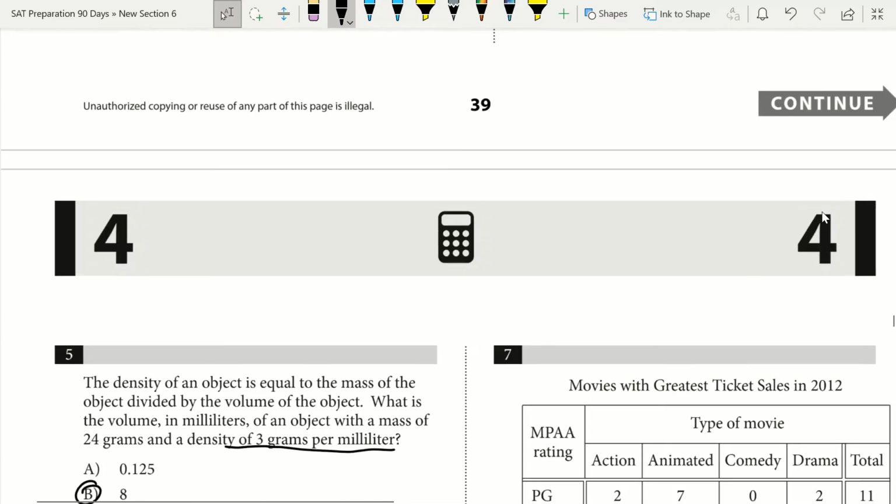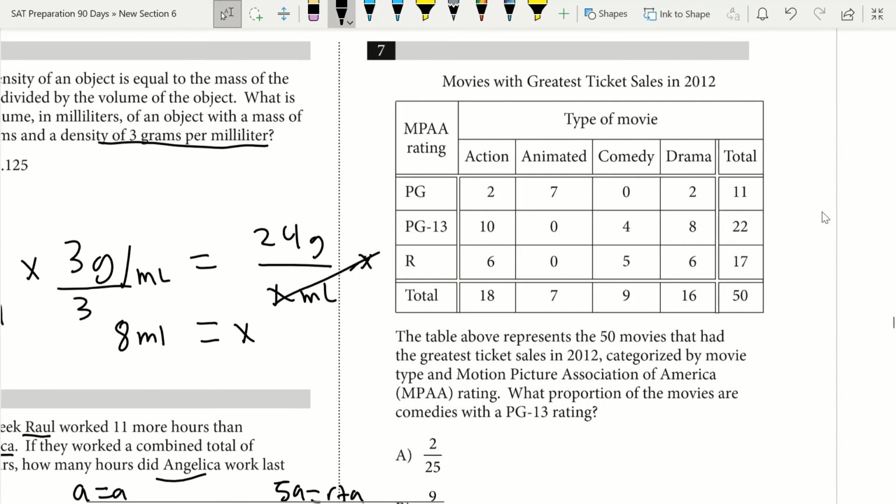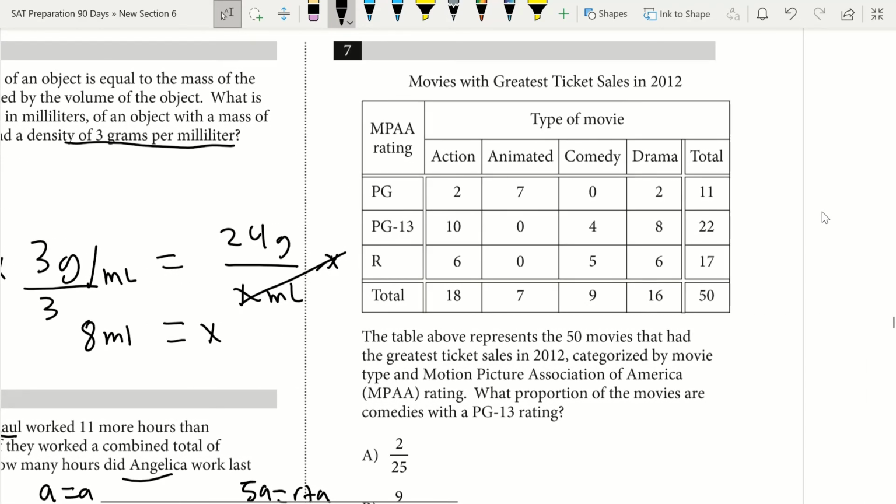All right, question 7 is right here. Movies with greatest ticket sales in 2012. The table above represents the 50 movies that had the greatest ticket sales in 2012, categorized by movie type and Motion Picture Association of America, MPAA, rating. What proportion of the movies are comedies with a PG-13 rating? Well, I see PG-13s right here, and I see comedies right here, so that's going to be 4 movies out of our total of 50.